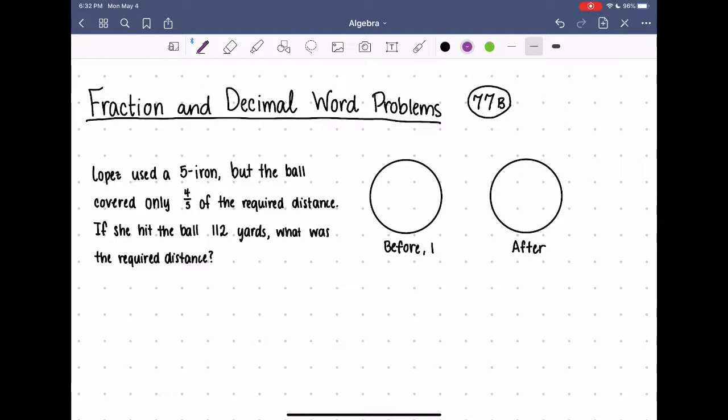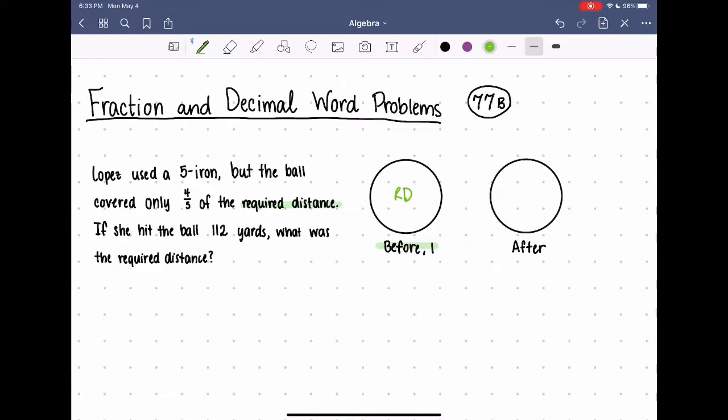So let's look at this word problem here. It says, Lopez used a 5-iron, but the ball covered only 4/5 of the required distance. If she hit the ball 112 yards, what was the required distance? So the before amount, before any kind of fraction happened, was the required distance. That is the total amount here. So my before is the required distance. And I'm just going to write RD in there.